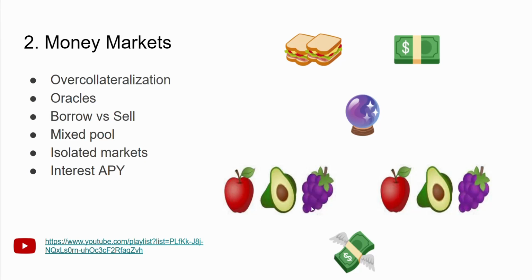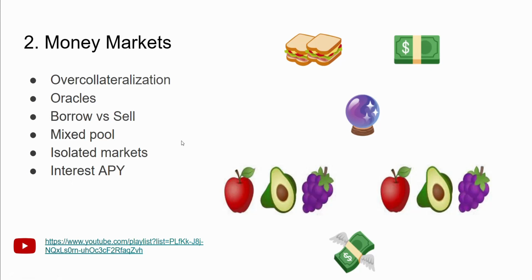Then we have isolated markets, which is more like a money market where you can only supply one asset to borrow a different asset. Maybe there are many different markets inside this one protocol, where you can use apples to borrow grapes, apples to borrow avocados, avocados to borrow apples, and so forth. So there are all kinds of possibilities. What this does is it allows them to use more exotic fruit and reduce the risk, because that exotic fruit doesn't expose all the other assets to this kind of risk, okay?